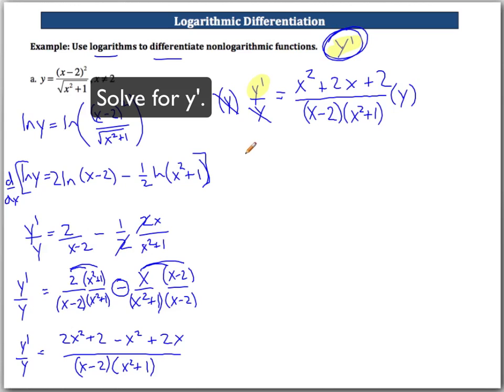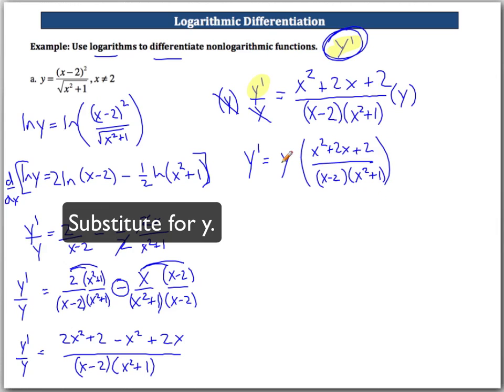Okay, so the y cancels there. We're left with y prime equals y times x squared plus 2x plus 2 over x minus 2 times x squared plus 1. And now what we want to do is get y prime just in terms of x. So here we're going to substitute for y. Okay, well, what are we going to substitute? Well, y equals all of this. So now we need to substitute that in for y.